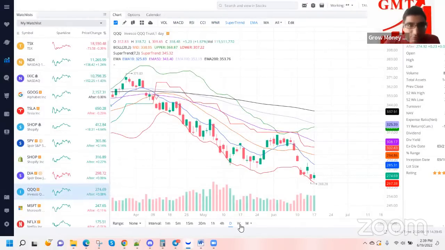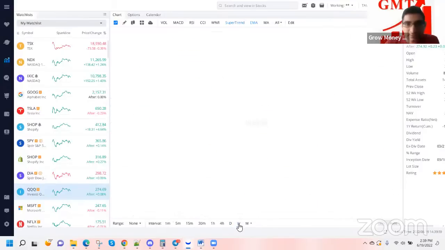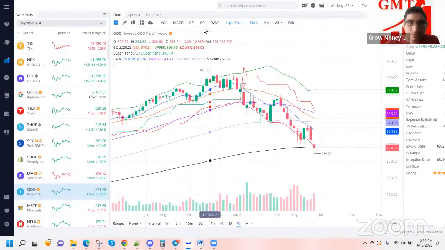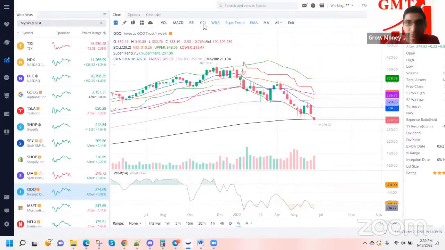The analysis for QQQ would follow what we discussed for NDX. Can put the indicators on these as well.